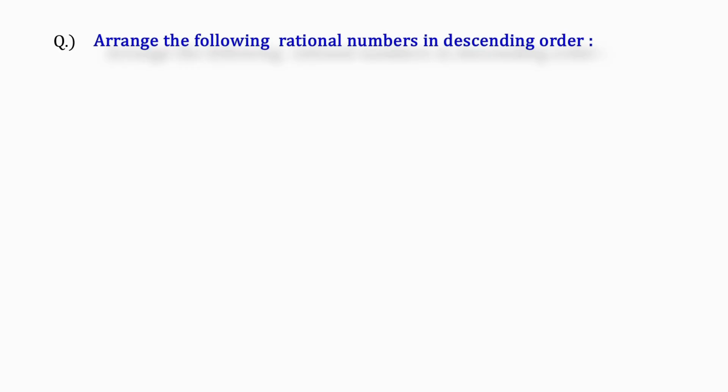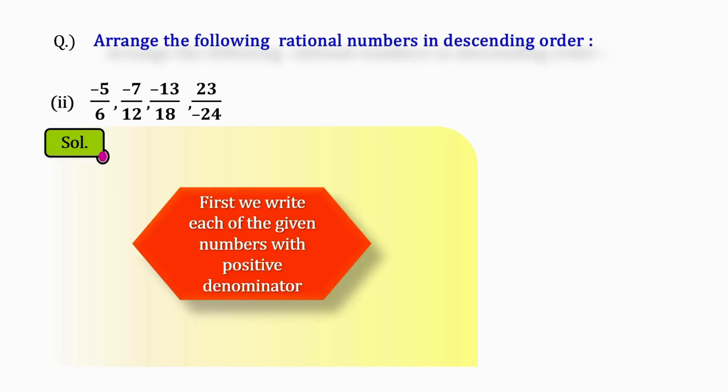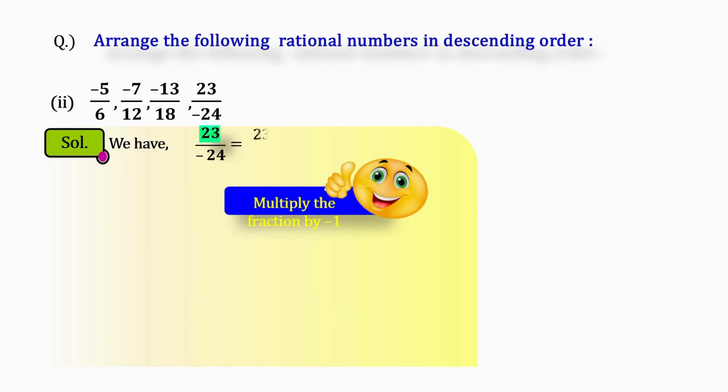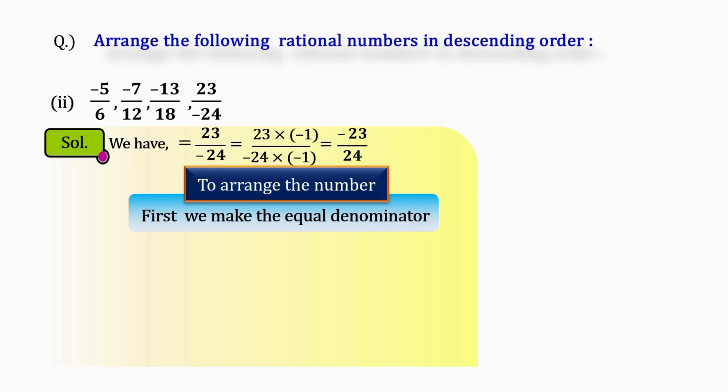Arrange the following rational numbers in descending order. Descending means higher to lower. So let's take the problem step by step. First, we need to write each of the numbers with positive denominator. To arrange the numbers, first we need to make the equal denominator by taking the LCM of it.